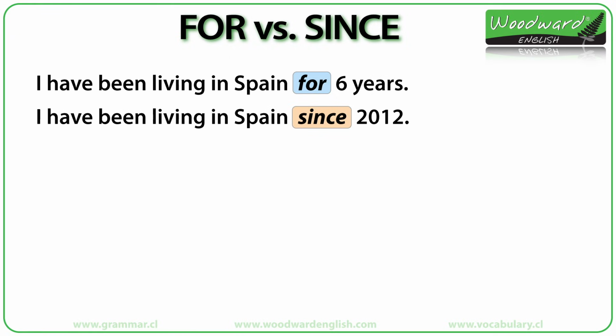Look at these two sentences. I have been living in Spain for 6 years. I have been living in Spain since 2012. Why did we use for in the first sentence and since in the second sentence?